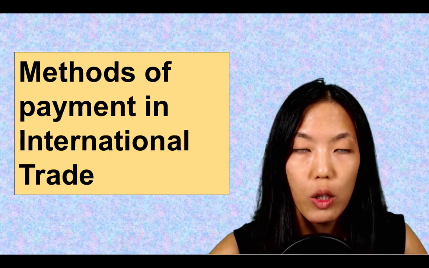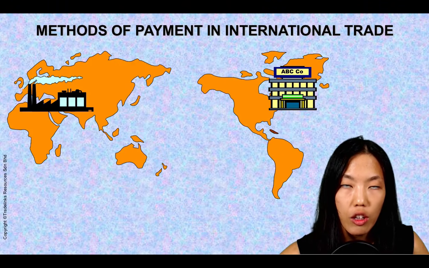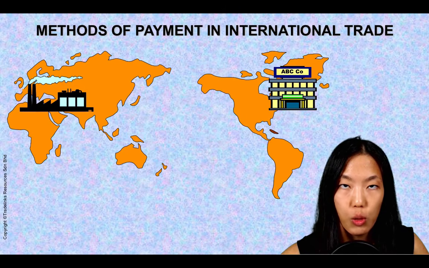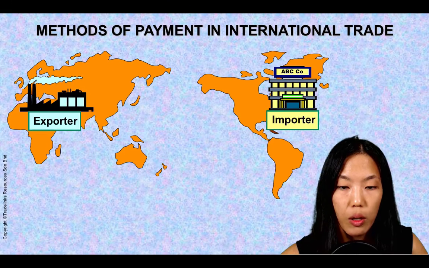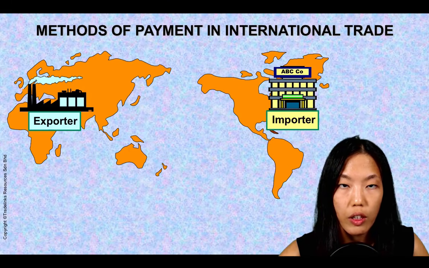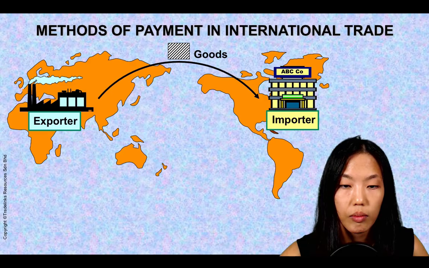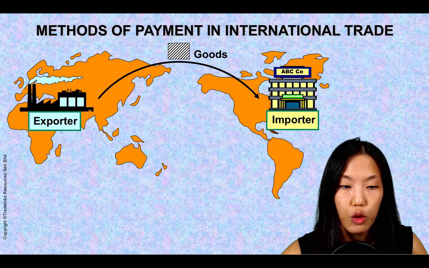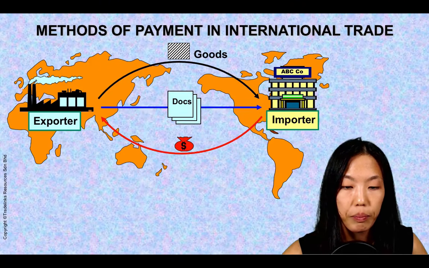Hi everyone, we'll be looking at the methods of payment in international trade. In international trade, there are two parties, which are the exporter and the importer. From exporter to importer, there is movement of goods. Another movement from exporter to importer is the movement of documents. From the importer to exporter, there is movement of payment.